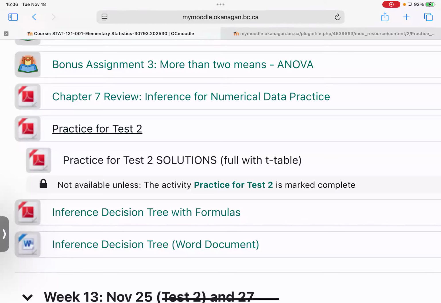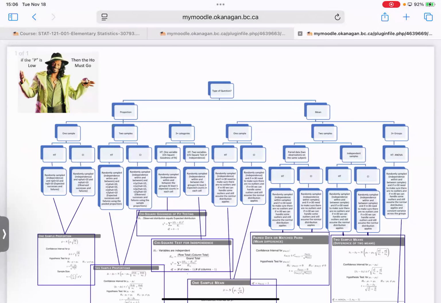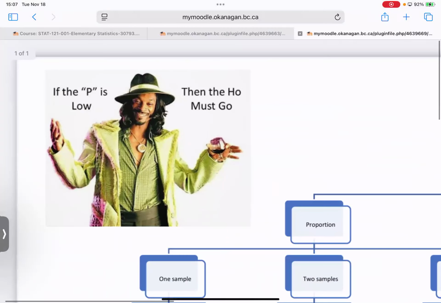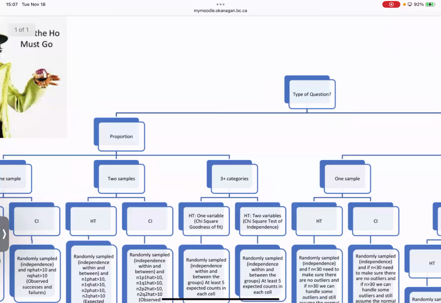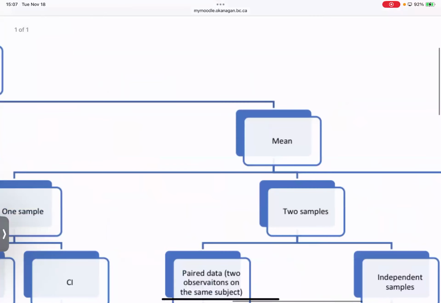But wait, there's more. I also posted a PDF version and a Word document version, by popular demand in the past. It's a decision tree for all the different types of inference questions that we could have, with a little reminder up at the top. The type of question can be either a proportion question or a means question. So, categorical data or numerical data?